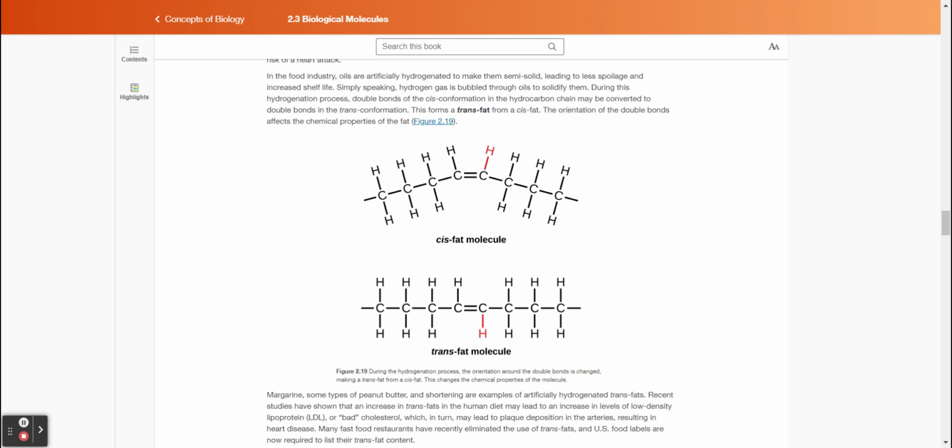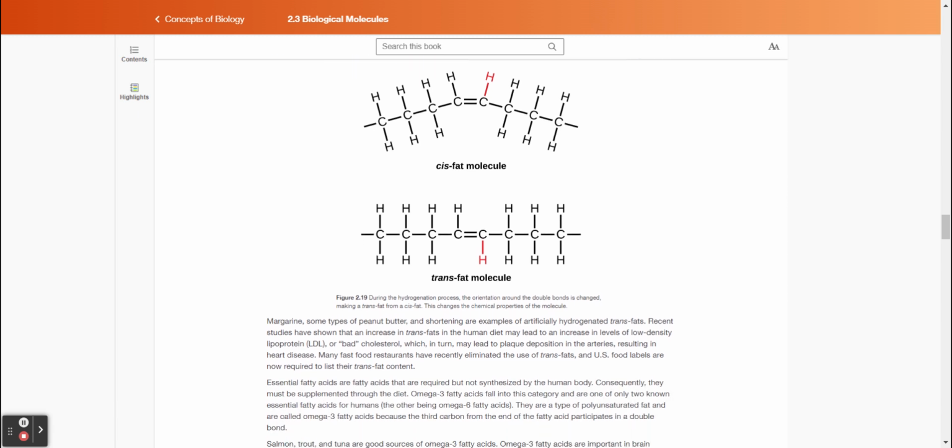Figure 2.19. During the hydrogenation process, the orientation around the double bonds is changed, making a trans fat from a cis fat. This changes the chemical properties of the molecule. Margarine, some types of peanut butter, and shortening are examples of artificially hydrogenated trans fats.